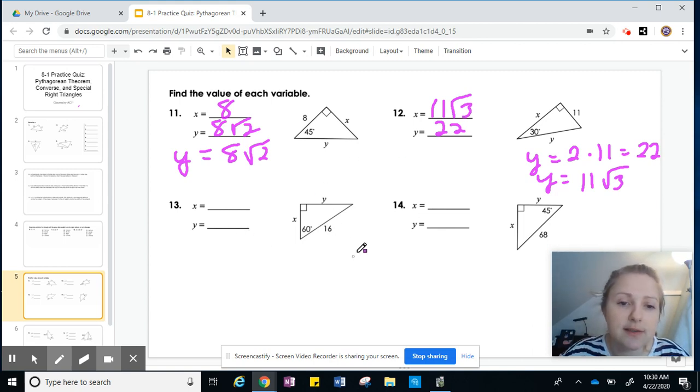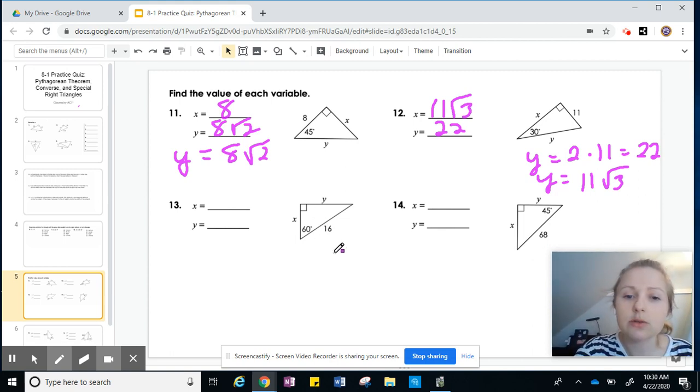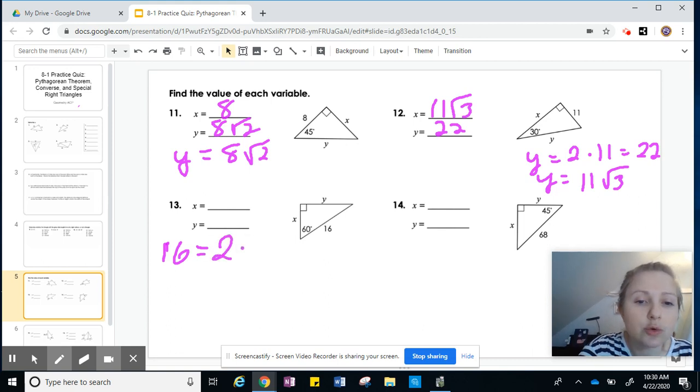For 13, this is another 30, 60, 90, except this time they give us the hypotenuse. So we need to do some work to find the legs. So let's start with the shorter leg because we know that the hypotenuse, so 16, is always equal to 2 times the shorter leg, which is x in this case. So in order to get x alone, we just divide by 2. So x equals 8.